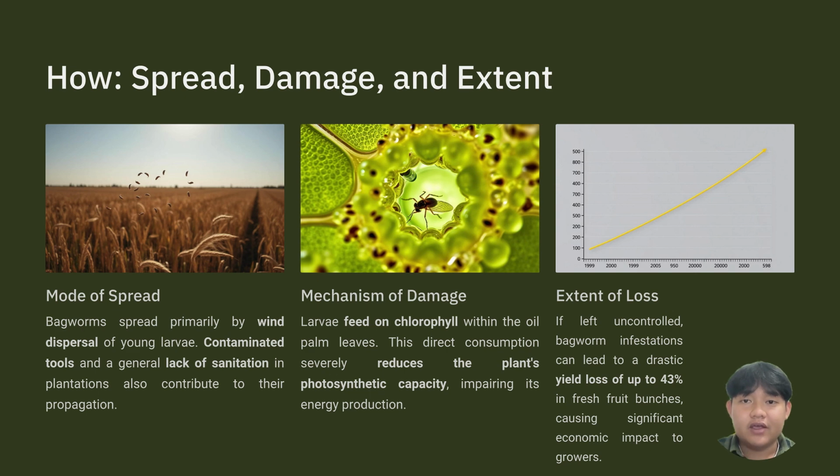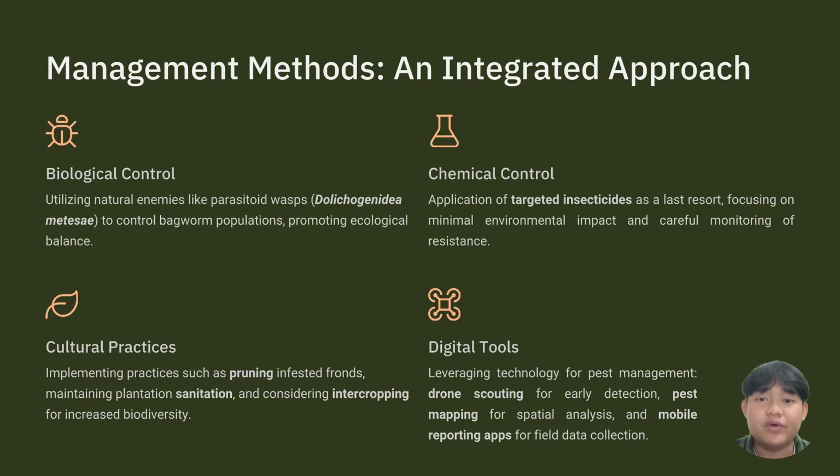In fact, if an infestation is not controlled, studies have shown that yield losses can reach up to 43%. That's almost half of what the plantation could produce, posing a serious threat to the livelihoods of growers and the national economy. So how do we manage this hidden menace effectively?